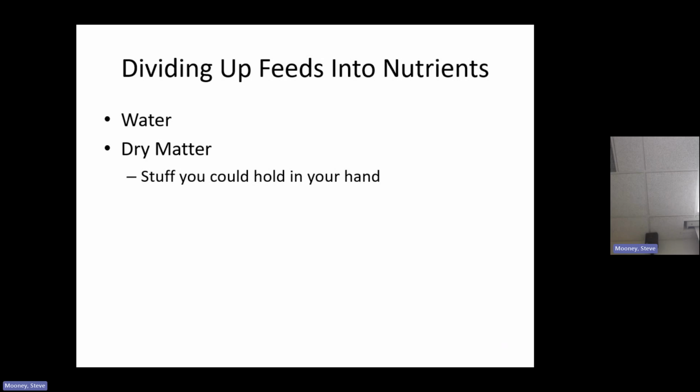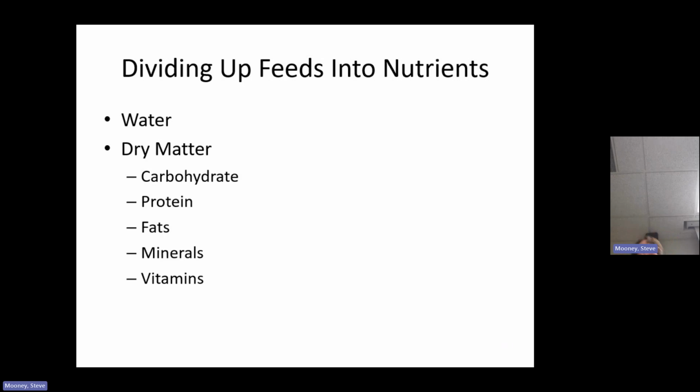This is where all the other nutrients are. We need to be able to measure them in some way. So if we're looking at 6 nutrients, we have water, carbohydrates, protein, fats, minerals, and vitamins. And this is more or less the way we're going to go through things this semester.